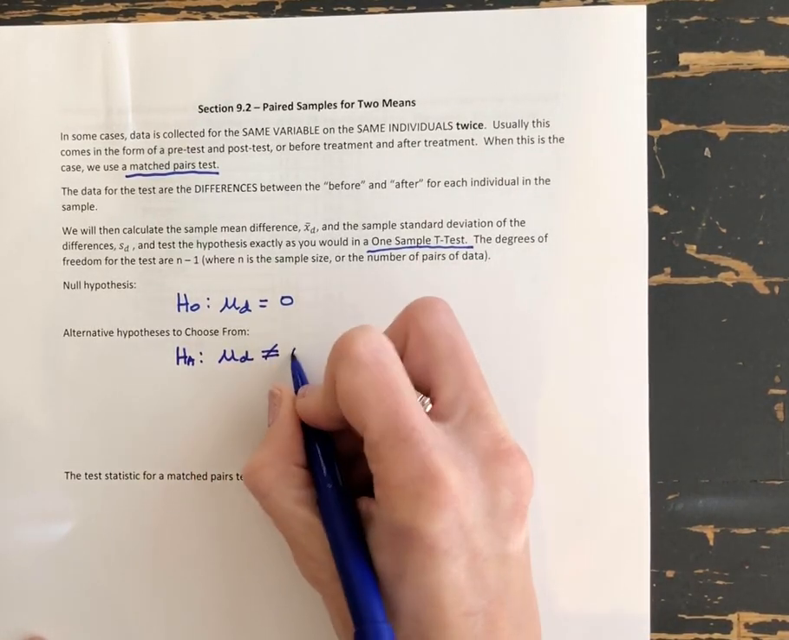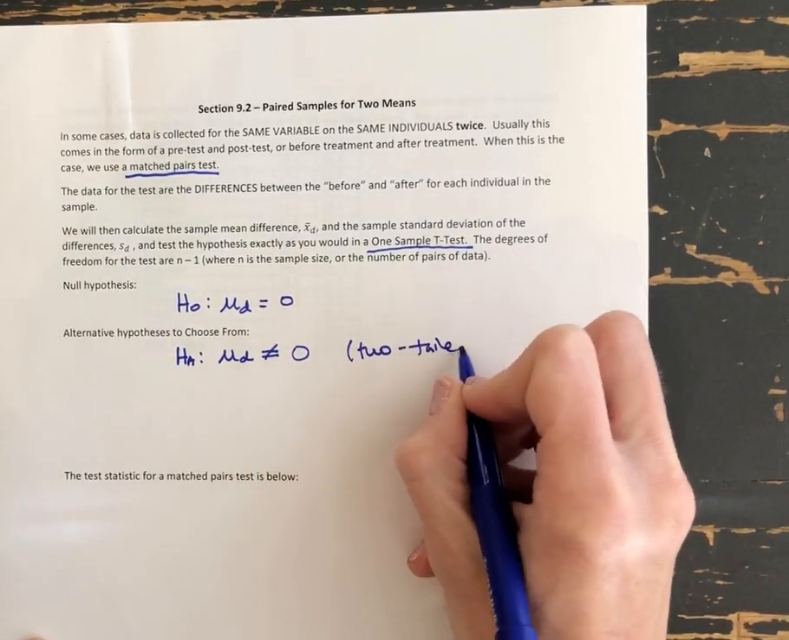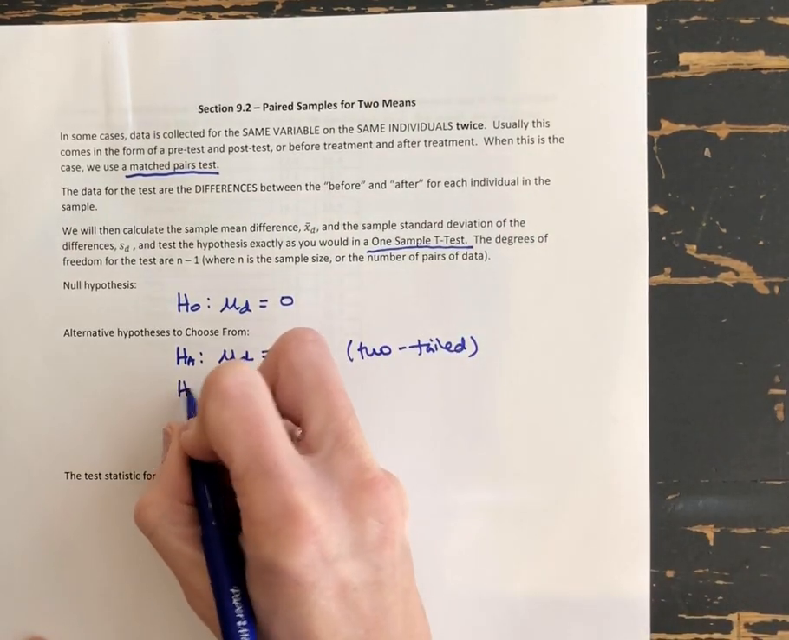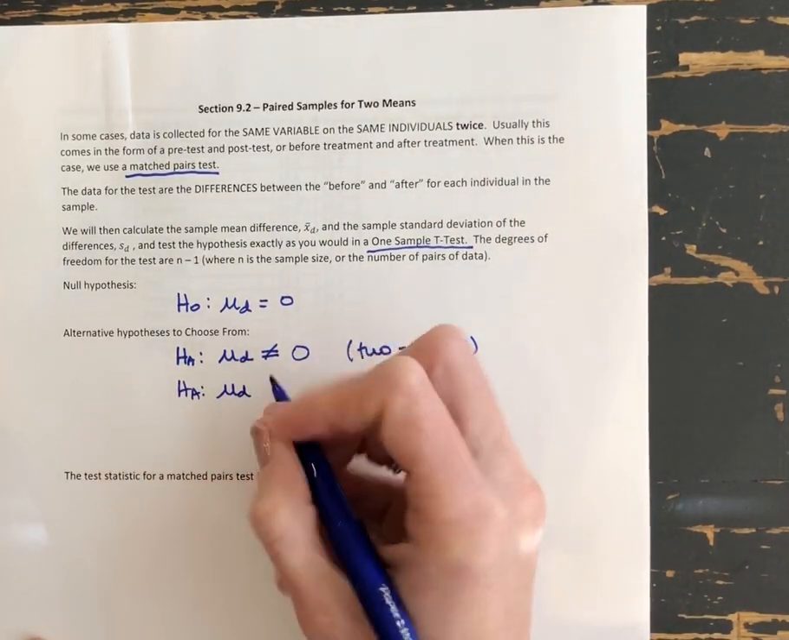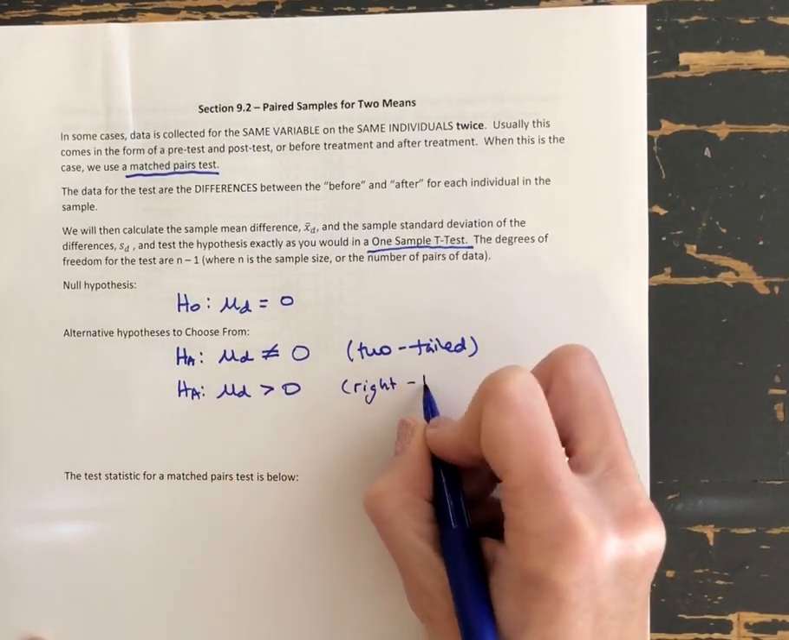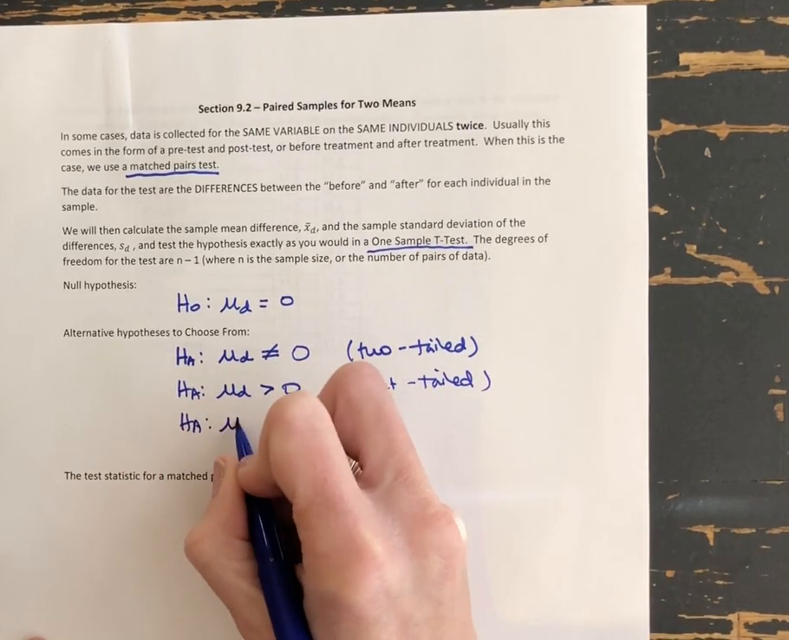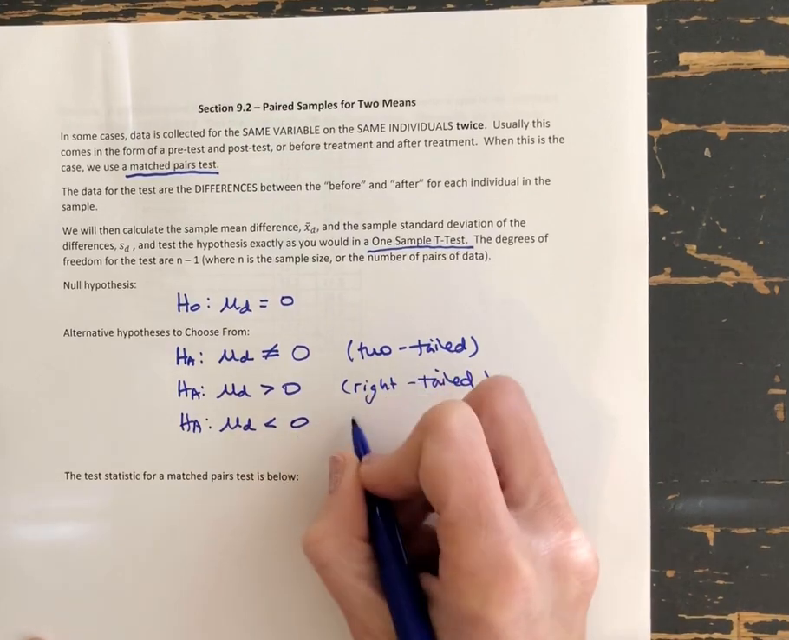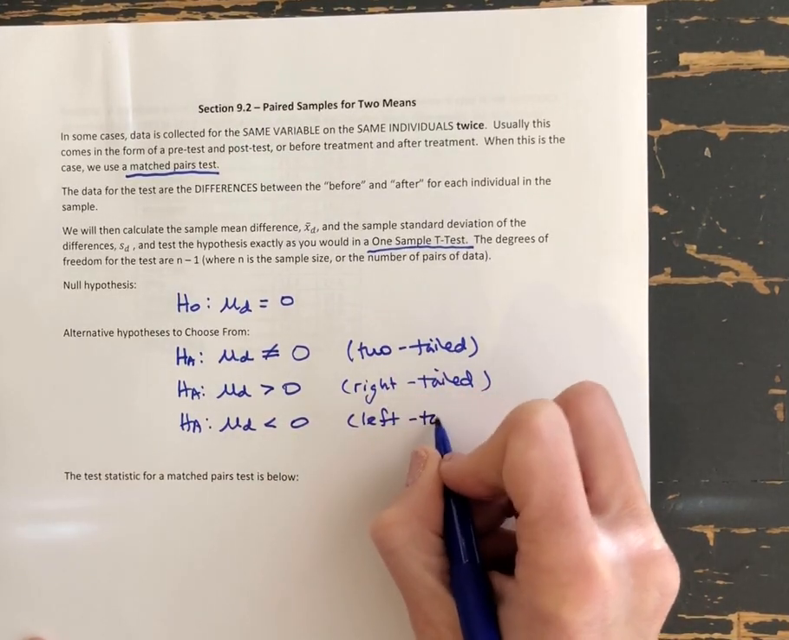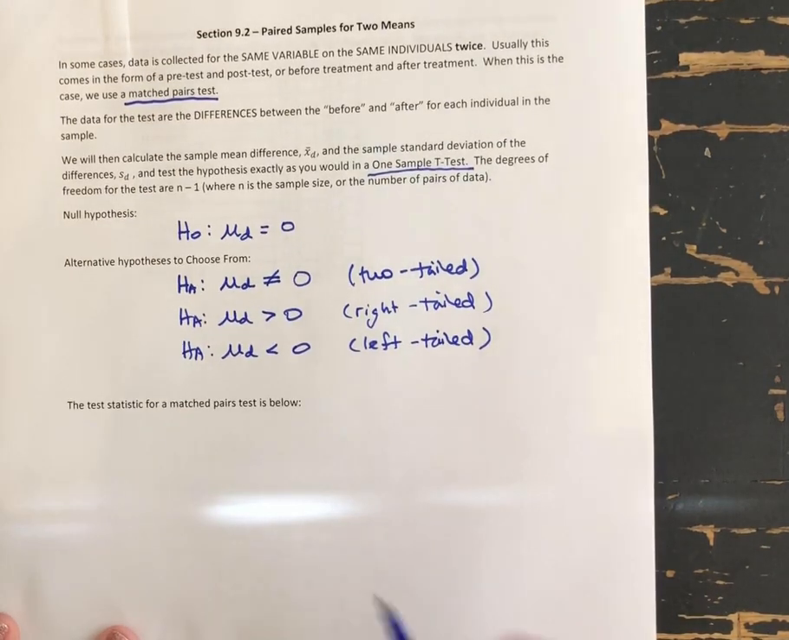We can test that the mean difference is just not 0, which is two-tailed. We can test that the mean difference is greater than 0, which is right-tailed. Or we could test that that mean difference is less than 0, which is left-tailed. And the alternative that we choose is going to be based on our data and what question we're trying to answer. So we need to get down here to the test statistic.